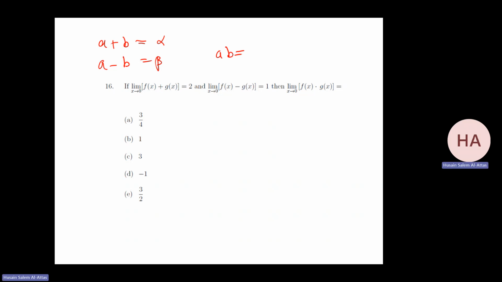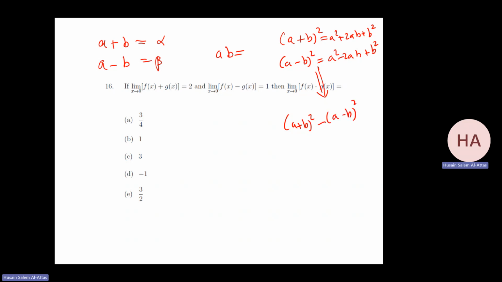Yeah, where does the idea come from? (a plus b) all squared will be a squared plus 2ab plus b squared. (a minus b) all squared will be a squared minus 2ab plus b squared. Now, if we subtract them, I get (a plus b) squared minus (a minus b) squared equal what? This is cancelled. I have 4ab. Means ab will be 1 over 4 of this quantity.